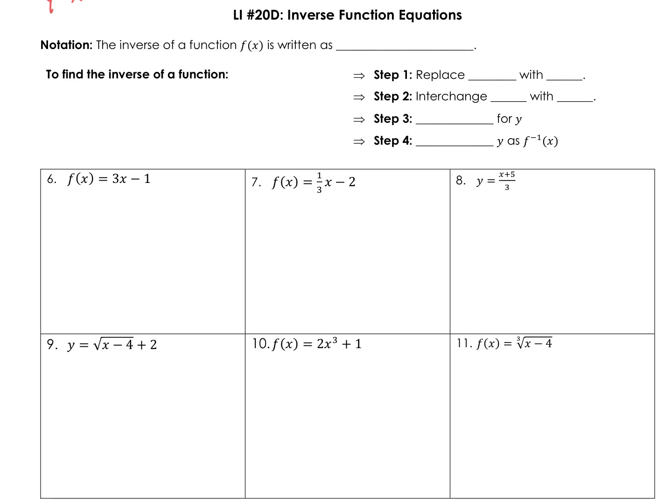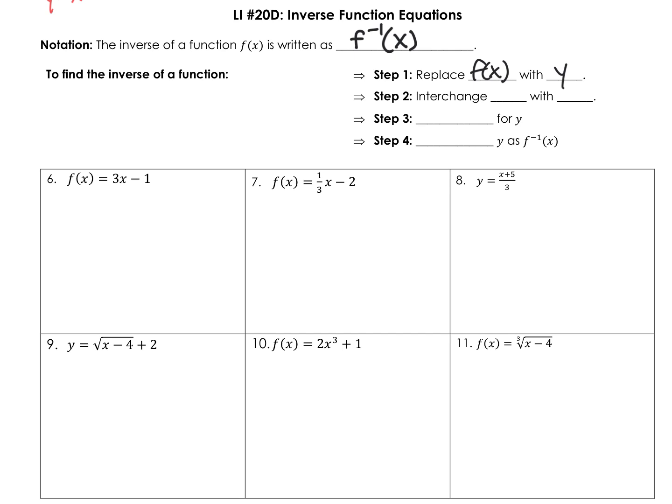The inverse of a function f of x is written as, remember, it's a superscript, is that what you call it? Does that sound right? When it's up, it's not an exponent. It denotes f inverse of x. So today we're solving for the inverse equations, meaning we'll be undoing the equation to figure out what the inverse or opposite equation is. You will replace f of x with y.